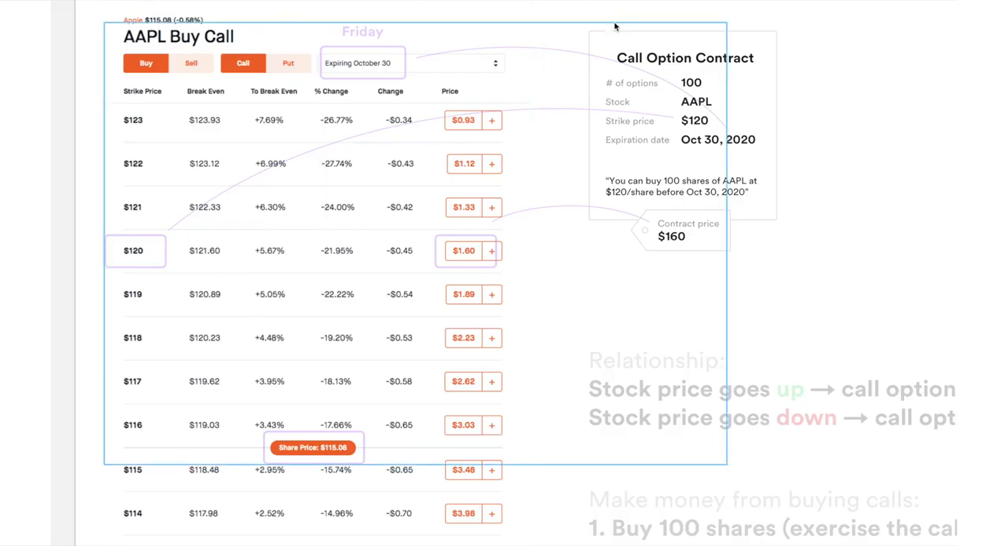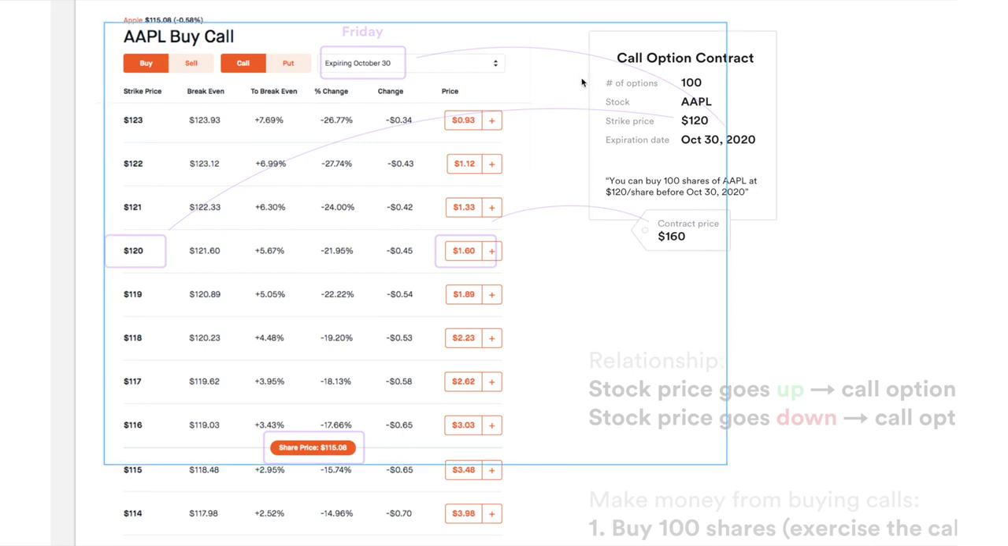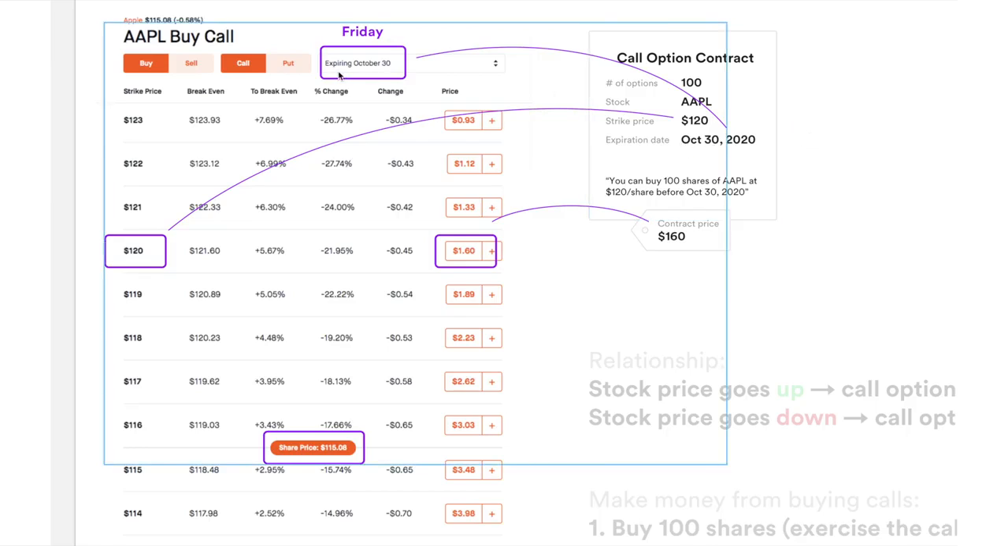So I've taken a screenshot earlier, which is almost the same thing as what we just saw. And you can see how this call option contract will match the information on the Robinhood UI, right? You can see the strike price, 120. Expiration date is October 30th, which is typically a Friday. And then the contract price will be 160.